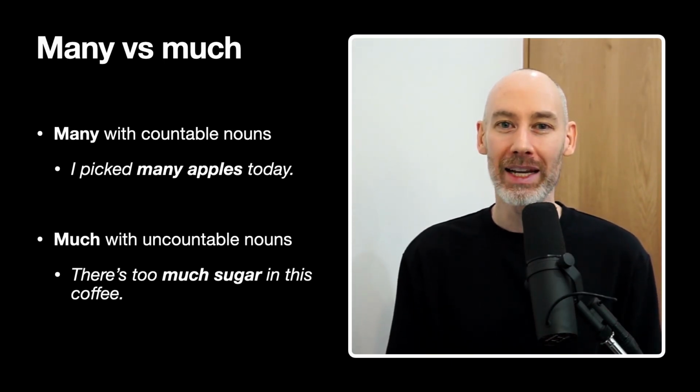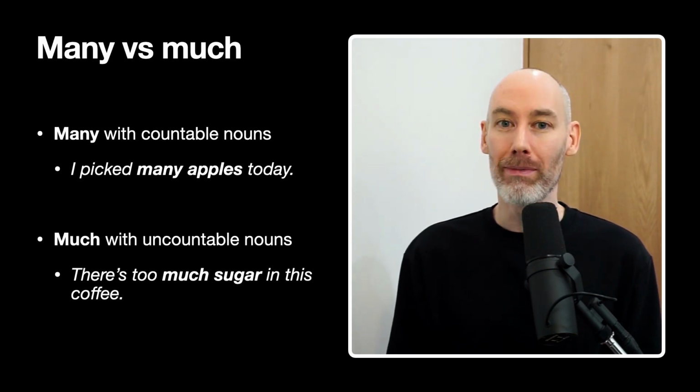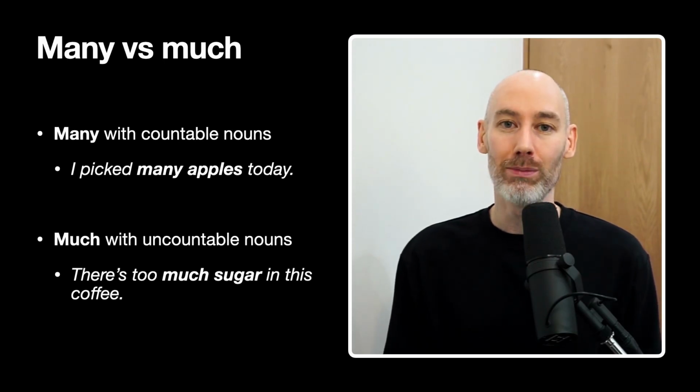Of course, there are many individual grains of sugar, but it's too small to count each one, right? So we use it as an uncountable noun, sugar. And so there's too much sugar. We need to use much with sugar because sugar is a non-countable, uncountable noun. And also, guys, you'll notice that there's no S on the end, right? We don't say sugars, we just say sugar. There's too much sugar. So many with countable nouns, much with uncountable nouns.